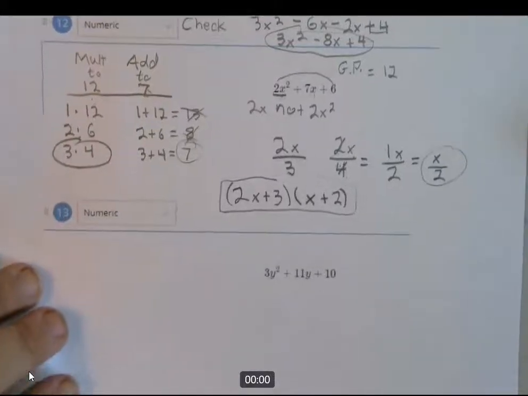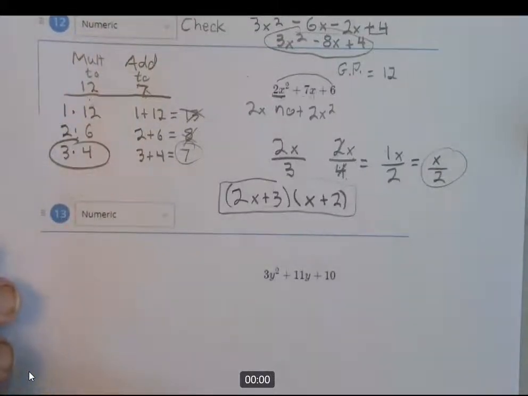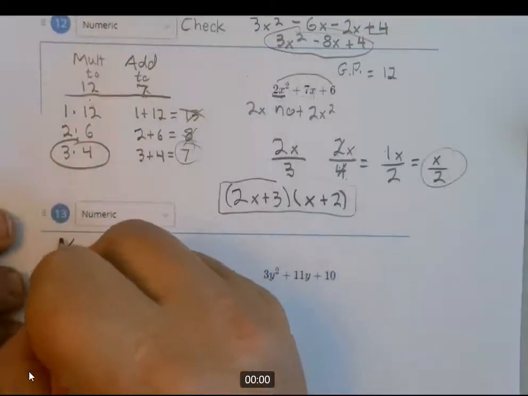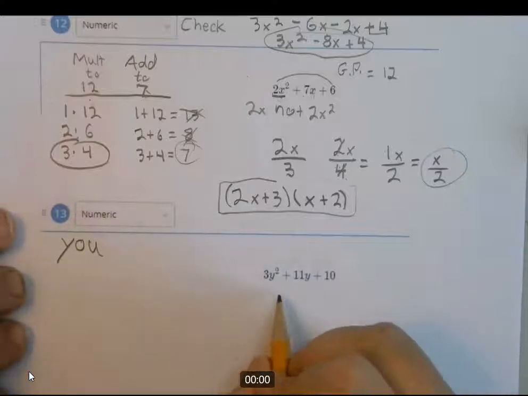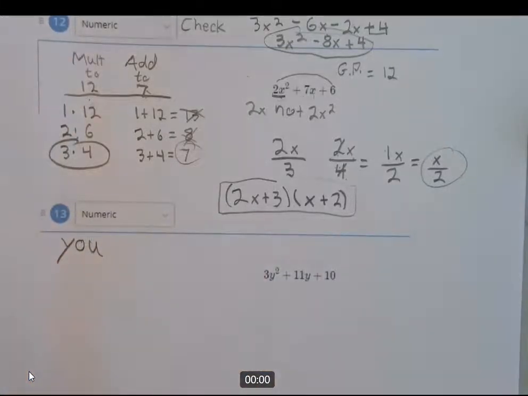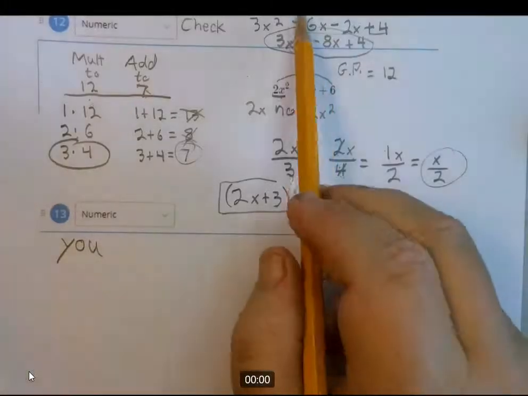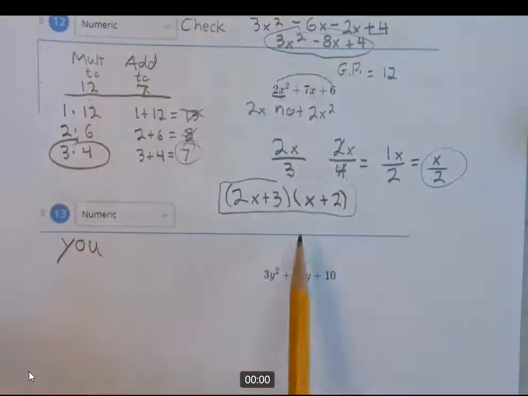All right. Number 13 is a U problem. Okay, I'm going to leave you to do this one. I'm not going to show you this one, all right? But again, you can check your work. When you get your answer, FOIL it out like I did up here, and see if you get back to this original equation. So you don't even need me to give you the answer to know if you have it right or not. You can check your own work.